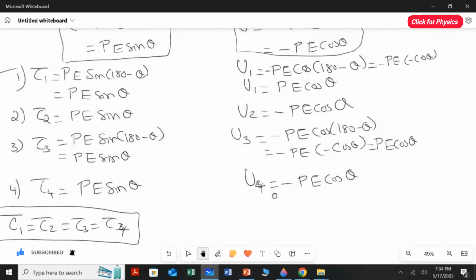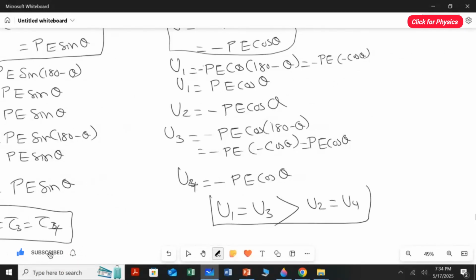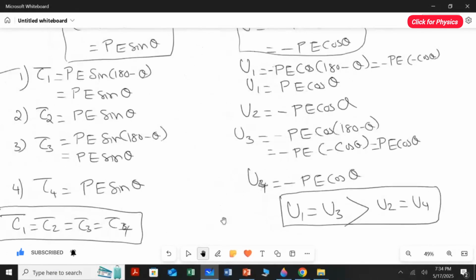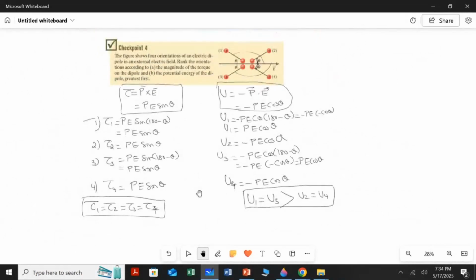But when you come to the potential energy, you can see two potential energies have positive values and two have negative values. So here U1 and U3 have the positive value. So we can write U1 is equal to U3, which has the greatest value, the positive value, and U2 and U4 are negative. So we can write U2 is equal to U4. So this is the answer for potential energy. Clear? So this is the answer for the last checkpoint, checkpoint 4. That's it. Thank you.